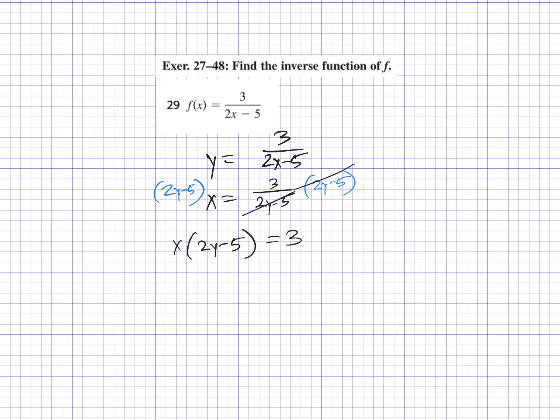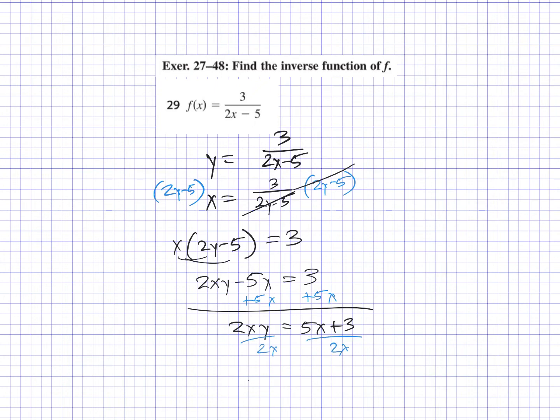And now I got to get y by itself, which means I really need to distribute. So I can remove that 1x here. So I'm going to add 5x to the right. And I get 2xy equals 5x plus 3. And to get y by itself, I'm going to divide by 2x. So I divide off the 2x. So my inverse is going to be 5x plus 3 over 2x. That would be the correct answer.